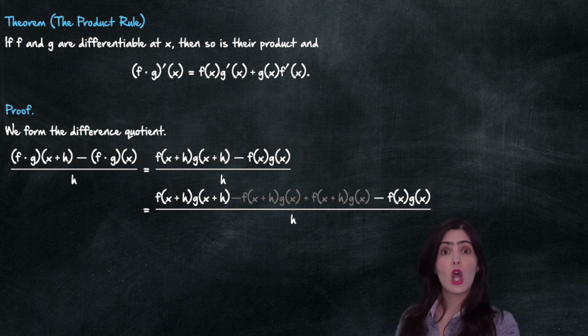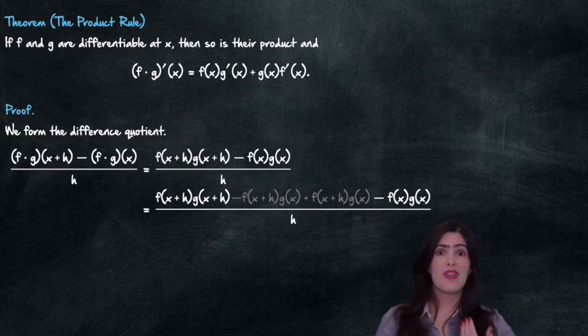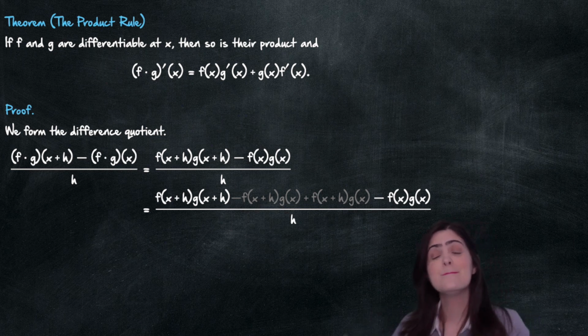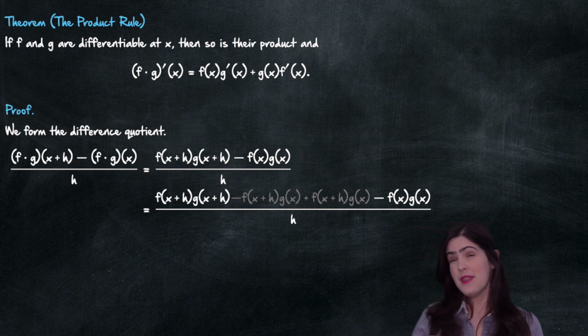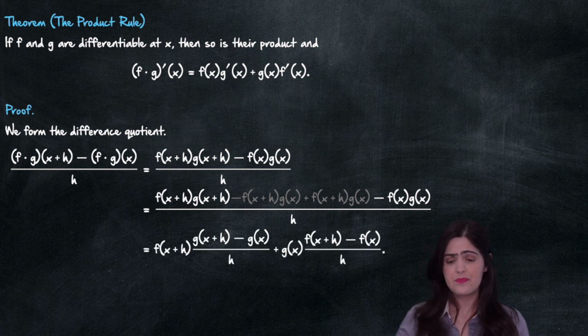So now I can take common factor f of x plus h to end up with that g of x plus h minus g of x. And the same thing with the other bit. I can now take common factor g of x, and that would multiply f of x plus h minus f of x. So then things will begin to look like what I really want to have.